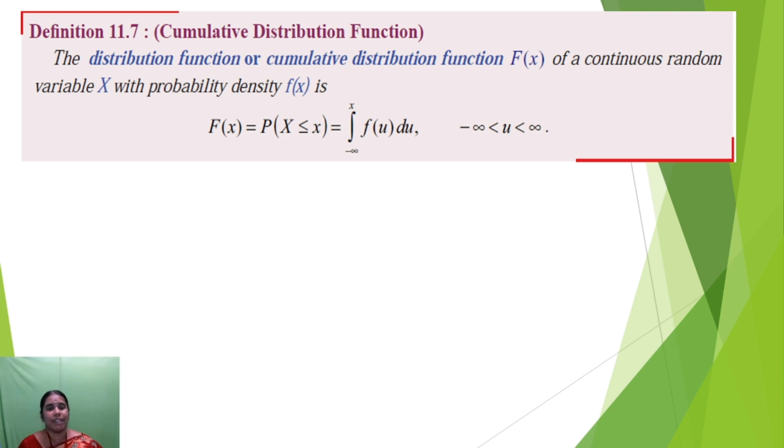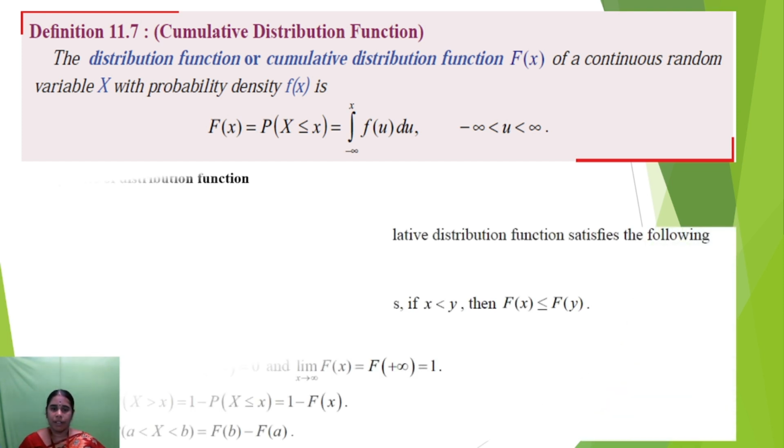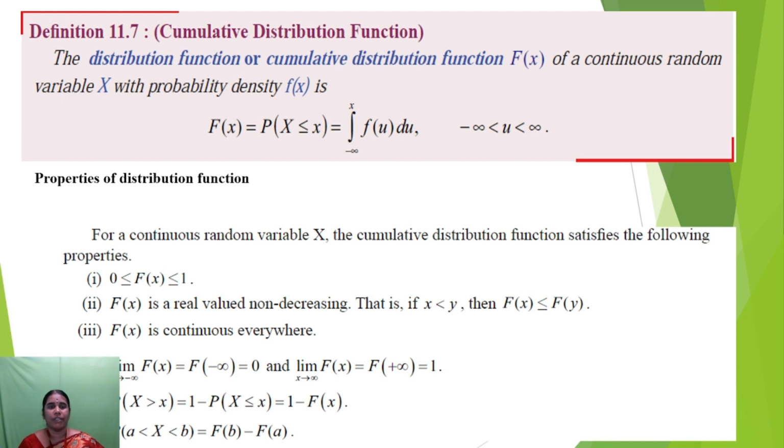Next definition, cumulative distribution for a continuous random variable. F of x equal to p of X less than or equal to x equal to the integral from minus infinity to x of f of u du. Next, some of the properties of the distribution function. For a continuous random variable, the cumulative distribution function lies between 0 and 1, and it should be real valued and non-decreasing. It should be continuous everywhere. It takes values from 0 to 1, the same as a discrete random variable. These are some of the properties.